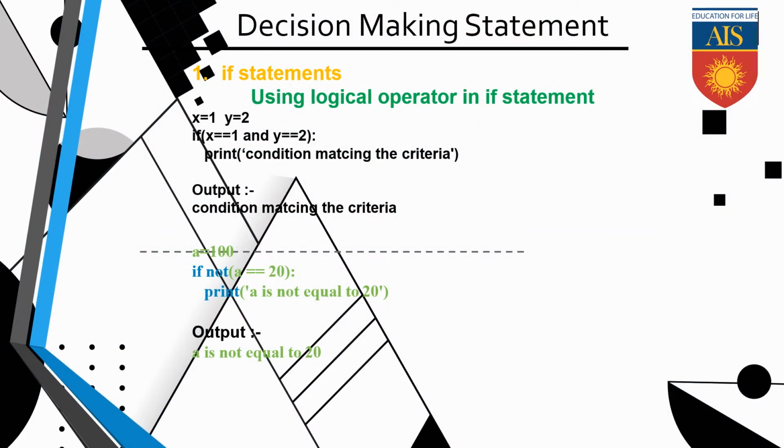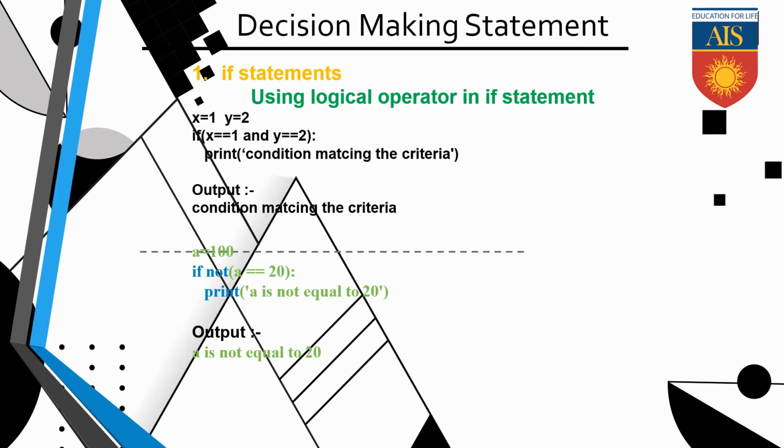Now, using logical operators in an if statement. In an if statement we can use logical operators also, like x equal 1 and y equal 2. If x double equal 1 and y double equal 2, it will print condition matching the criteria. So in that case the output will also be the same, condition matching the criteria.